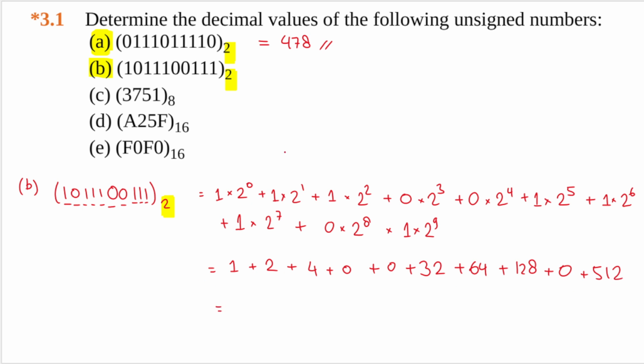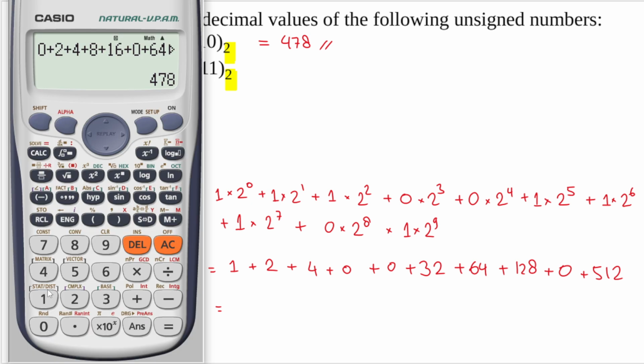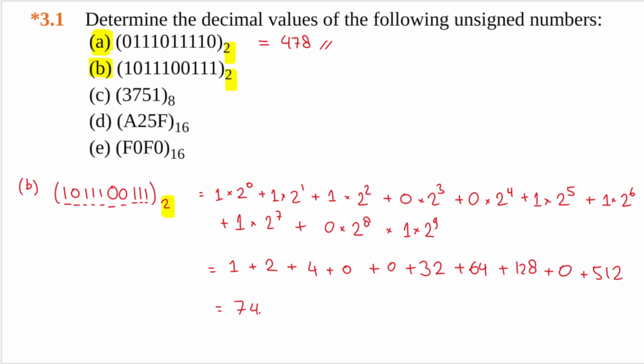Good. And let's just put all of this into the calculator. 1 plus 2 plus 4 plus 0 plus 0 plus 32 plus 64 plus 128 plus 0 and plus 512. Good, we have 743. And I think that is the answer for problem B. So let's write that down. And that is for problem B. Okay, good. Now let's move on to problem C.